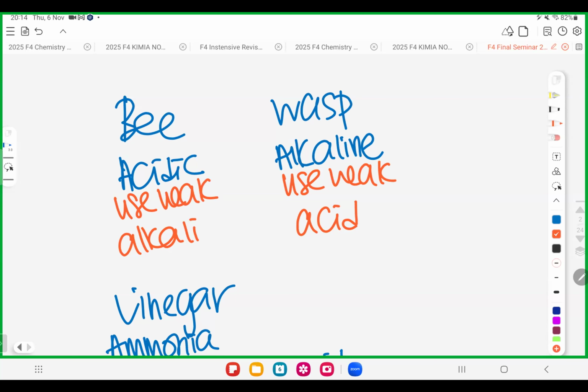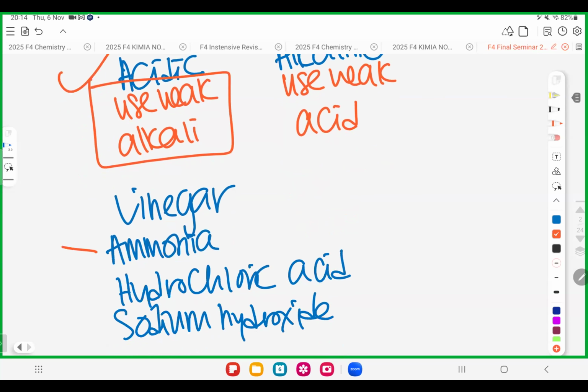Understand? So now the bee is acidic. When the bee is acidic, we should use a weak alkali to neutralize. The one and only weak alkali in SPM is ammonia. That's it. So I hope everyone understands how to do this question.